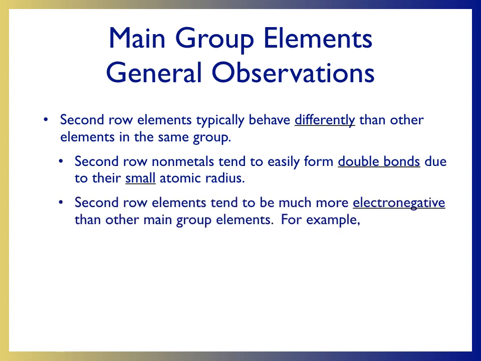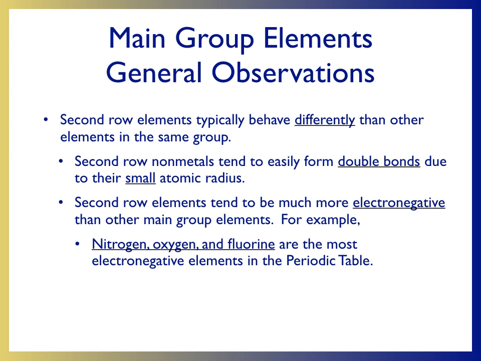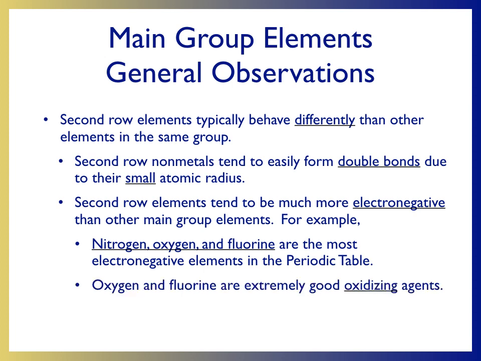Second row elements also tend to be much more electronegative than other group elements, as mentioned before. Here are some examples of how that manifests itself. If you look at the periodic table and study electronegativity values, we find that nitrogen, oxygen, and fluorine are the most electronegative elements within the periodic table. This has consequences on how these elements react with others. For example, oxygen and fluorine, being the most electronegative elements, tend to be very good oxidizing agents. Unless oxygen reacts with fluorine, this is how these elements react with other elements. They tend to oxidize them.